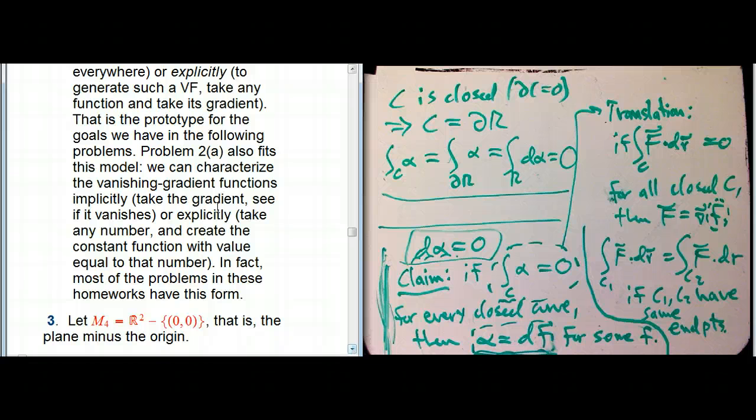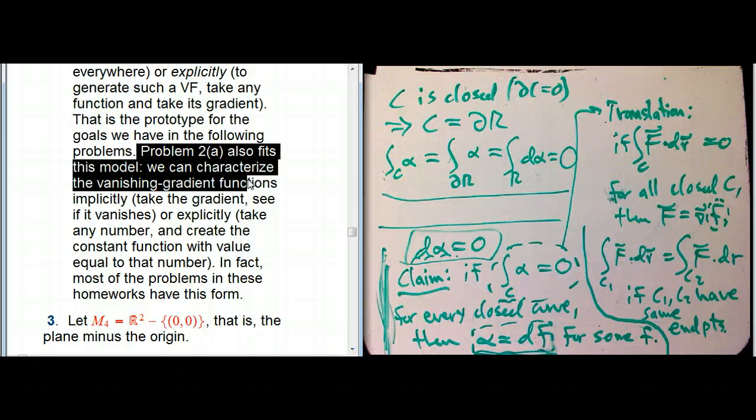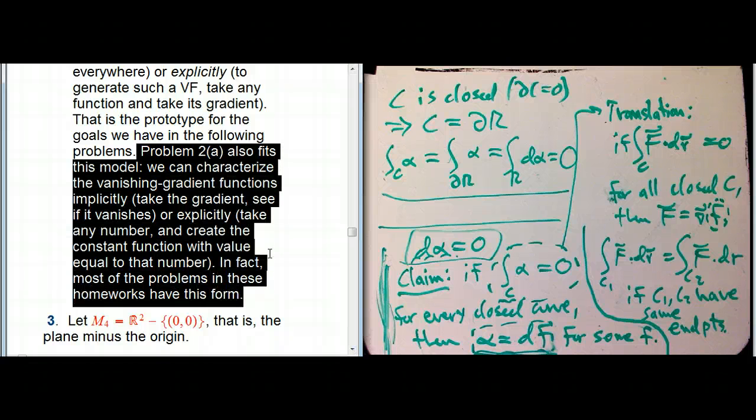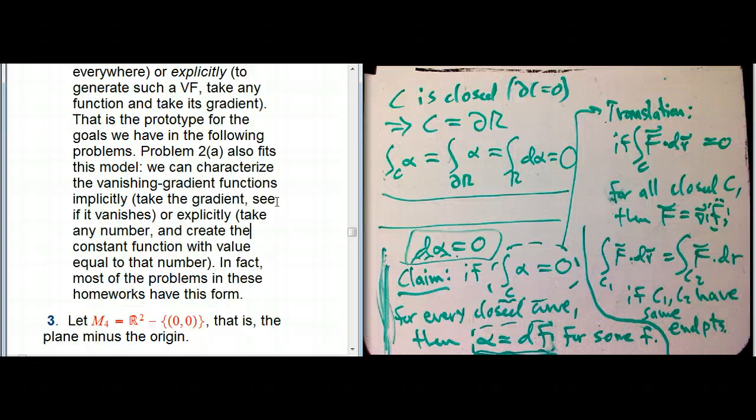Then I point out here problem 2a, just about functions and their gradients being 0. It says a vanishing gradient function is an implicit definition, and an explicit definition is to take a number and create the constant function. And so this is the theme. One of the big themes that we're going to have is explicit versus implicit descriptions. Good place to stop this rather long video.